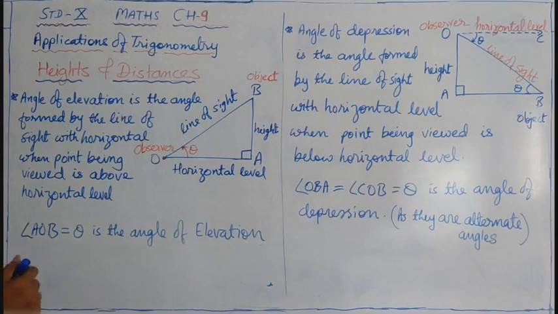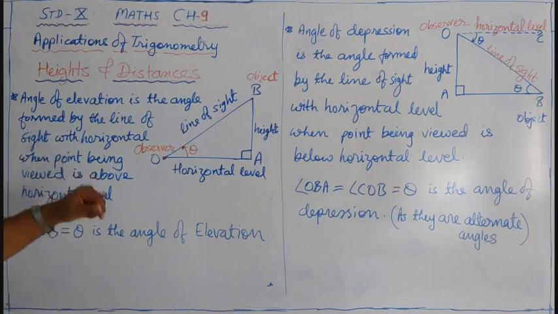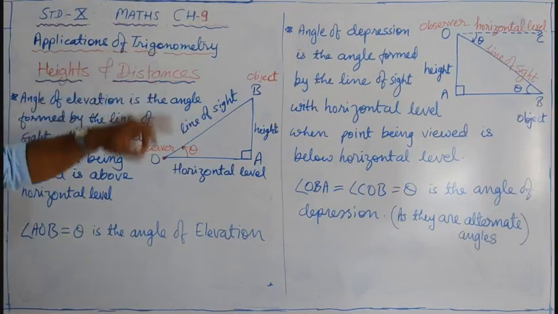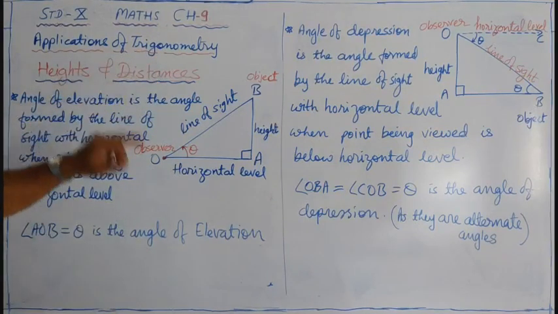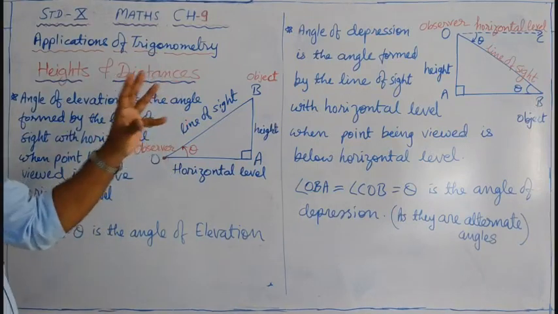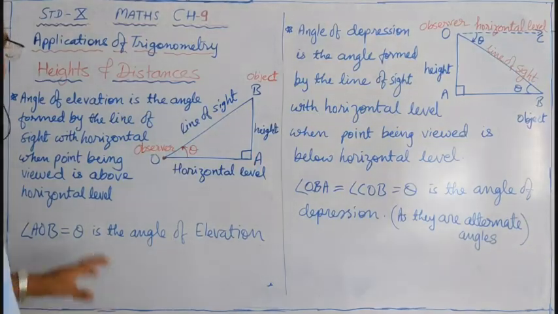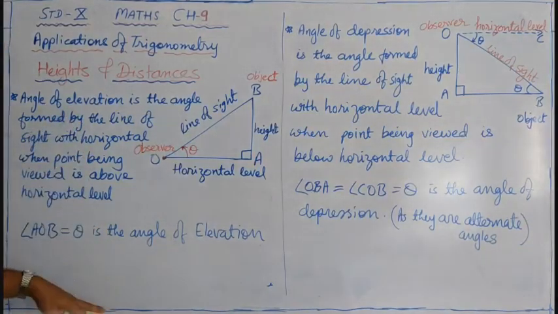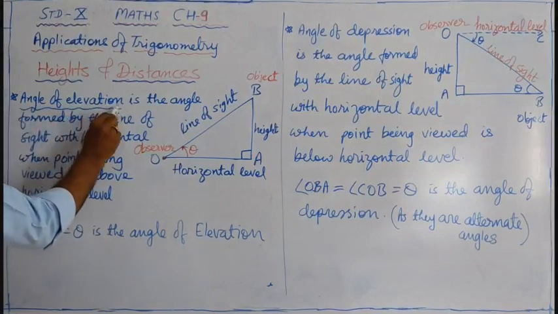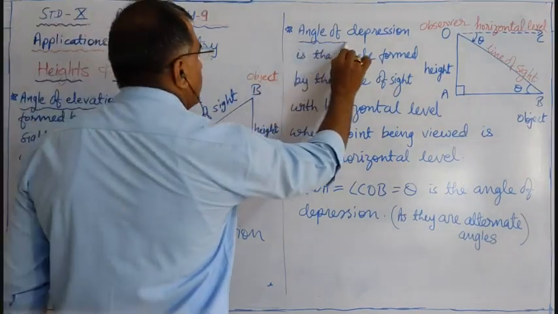Dear students, good morning. We had a talk for chapter number 8, Trigonometry. Now using these trigonometric ratios and identities, today we are going to talk about applications of trigonometry, heights and distances. Before we start the chapter, we have to go over some of the terminology, that is angle of elevation and angle of depression.